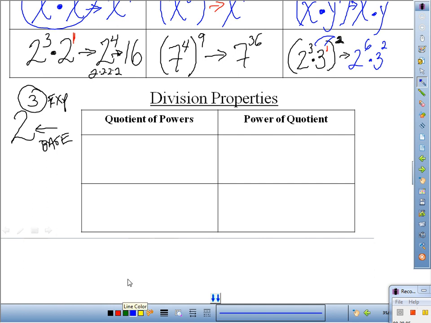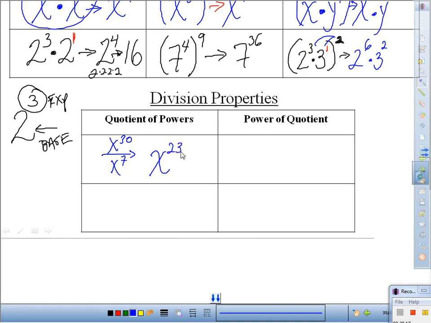All right. With variables only, x to the 30 over x to the 7. Look what we get. X to the 23. Okay. Tell your neighbor what happened with that property, please. Okay, give them the definition properly, not just, oh, they subtract. What subtracts? What are we doing? Yeah, very good. If we divide expressions of the same base, we subtract the exponents.